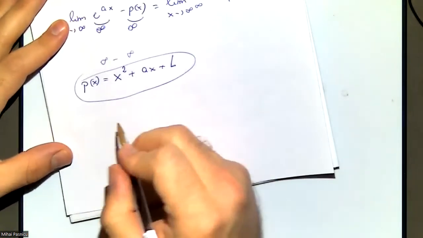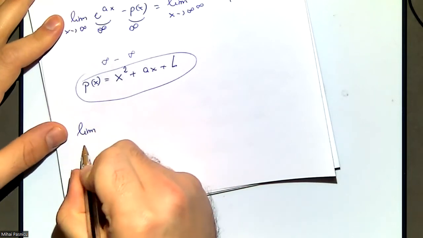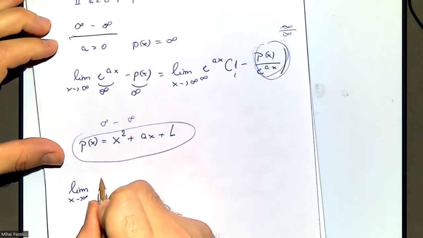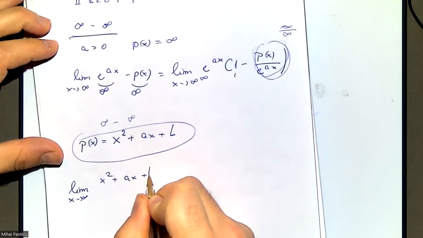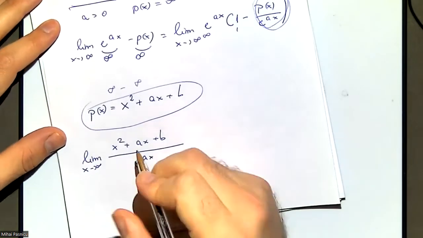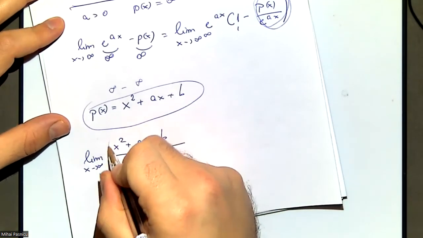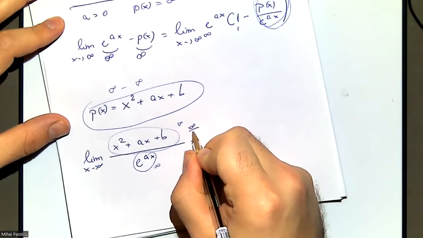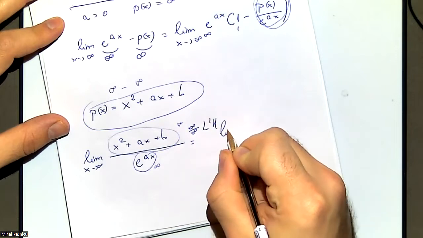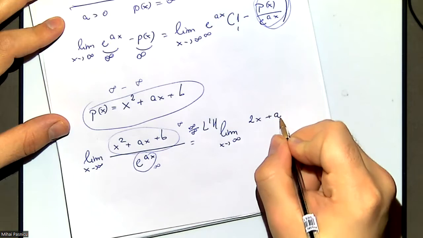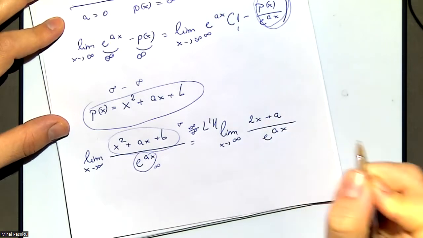for this ugly, ugly thing. So if we put this in, I'm only going to evaluate the limit as x goes to infinity of this fraction. This is the only thing I'm interested in. So I'm going to evaluate x squared plus ax plus b over e^(ax). And now you have infinity up top, infinity down below. So infinity over infinity, L'Hopital, limit x goes to infinity. What do I have left up top? 2x plus a over a e^(ax).